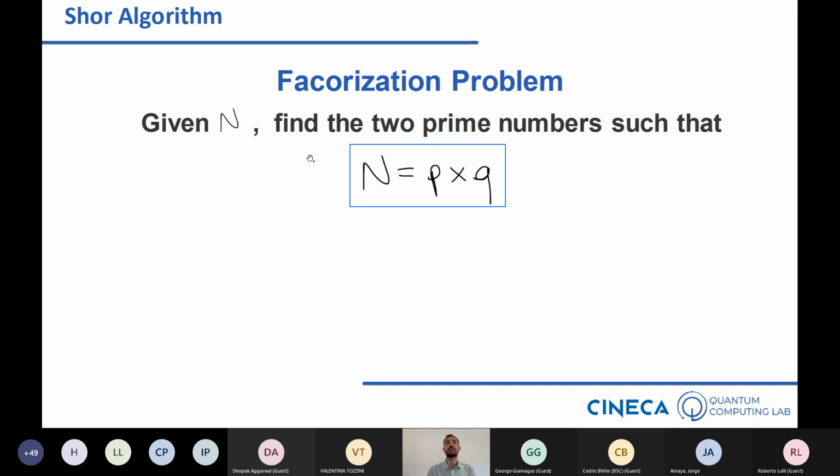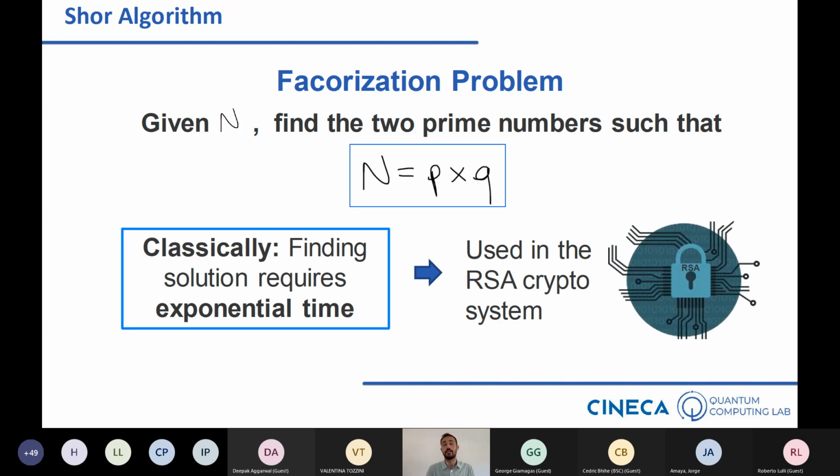Usually n is very large, a number of thousands of digits, which means that finding p and q is hard. Actually, it takes exponential time on a classical computer, even a classical supercomputer. And that's why this problem is at the core of the currently used crypto systems, the RSA crypto system. This is the problem at the core of security nowadays.